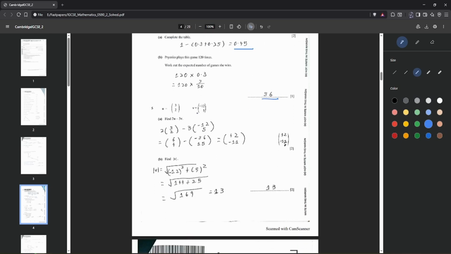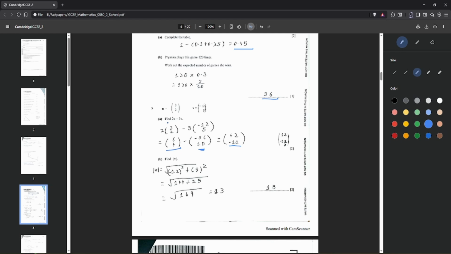Now you are given u and v, which are two vectors. You need to find 2u minus 3v. So at first you multiply 2 with the value of u. So we get 4, 6 and 4. Now you need to multiply 3 with v to get minus 36 and 15, right? Then you are going to do this subtraction. 6 minus and minus becomes plus, so it becomes plus 42 and 4 minus 15 is equal to minus 11. So this is the answer.